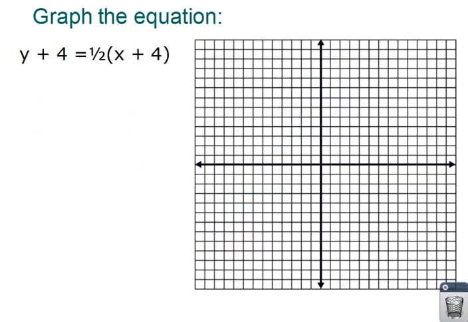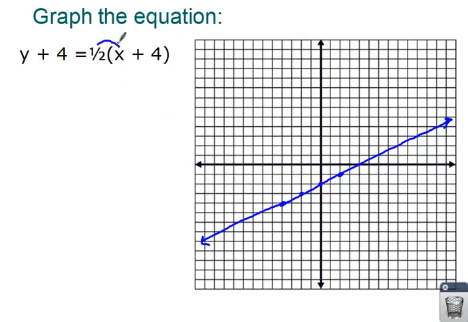Alright, let's do one more. This one has a 1/2 as our slope. So maybe you look at it, you say, man, I got that point-slope form figured out. I know my point is (-4, -4), and I know my slope is 1/2, so I go up 1 over 2, and I've got my line already. And you say, wow, I am just cool like that.